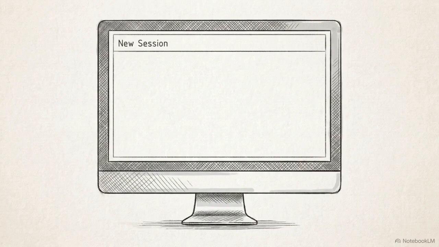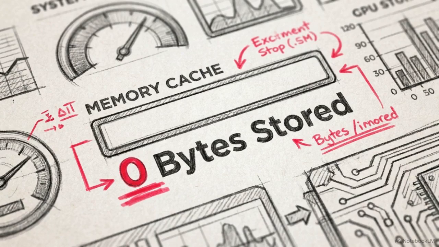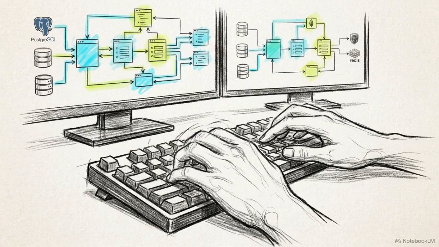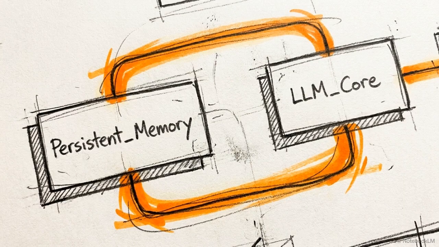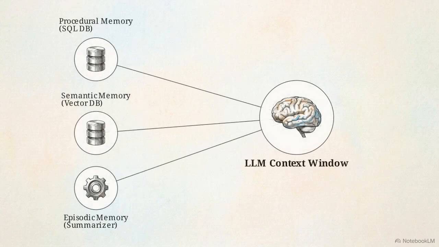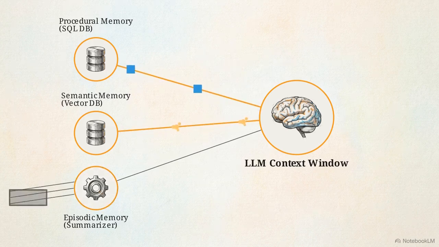Out of the box, large language models are completely stateless. They have no memory of what happened 5 minutes ago, let alone yesterday. To create any sense of continuity or agency, developers have to manually inject state into the system using external memory structures. This memory injection architecture relies on 3 data pipelines feeding the LLM's context window. First, procedural memory in a database stores rigid skills. Second, semantic memory in a vector database stores fuzzy facts. Third, episodic memory uses a summarizer agent to compress past conversations.